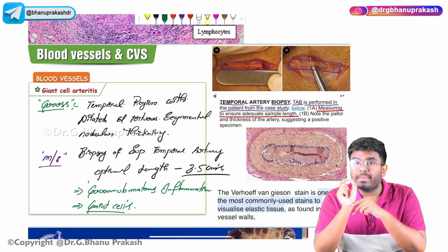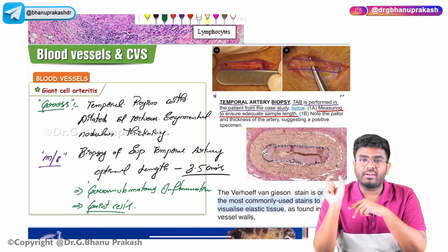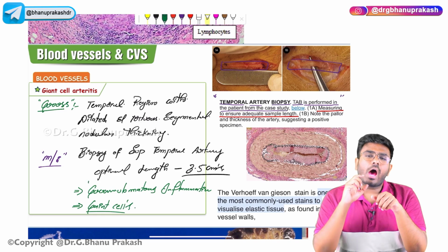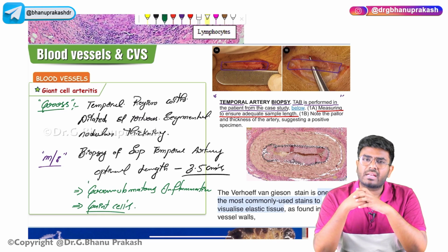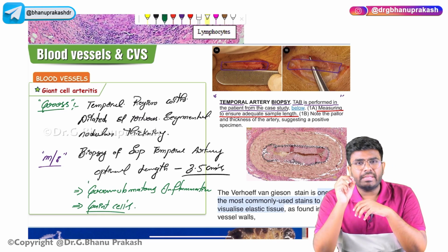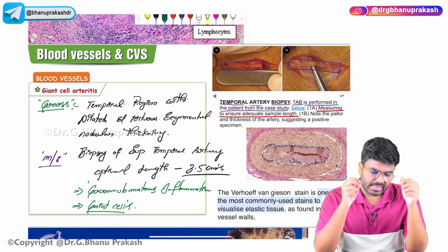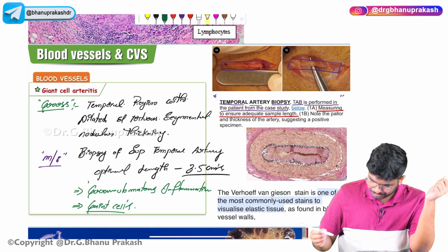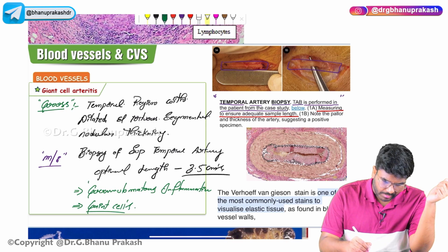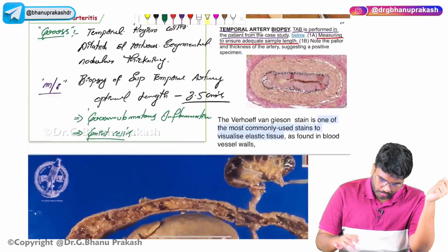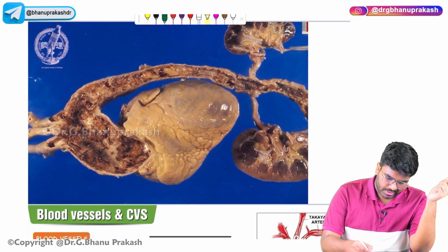Why? Because it's a segmental involvement, segmental inflammation. Okay, not a continuous inflammation, segmental inflammation. Upon doing the microscopy, what will you see? You will see multinucleated giant cells as well as granulomas. That's why it is called a granulomatous inflammation.